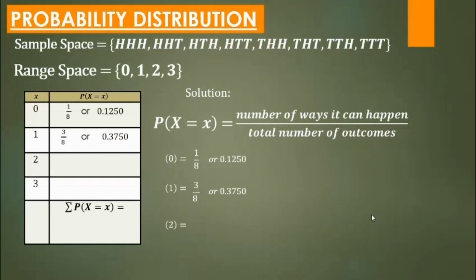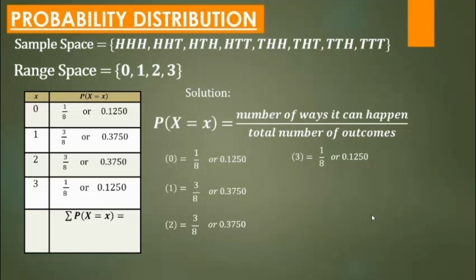Next, we have 2. So the probability of getting 2 tails. Based from our sample space, we have 3 outcomes as well. So that would be 3/8, or 0.3750. Last, we have 3. Based from our sample space, the probability of getting 3 tails would be 1 over 8, or 0.1250.